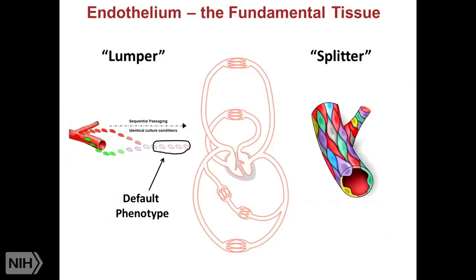Well, I asked at the beginning how we look at the endothelium, and I view the field as being separated into two extremes, the lumpers and the splitters. So the lumpers don't really care about the color palette. They want to know what the default phenotype of the endothelial cell is. Tell me what is the difference between an endothelial cell and a smooth muscle cell, or between an endothelial cell and a cardiomyocyte. The splitters, and I'm an avowed splitter, are much more interested in the color palette, and the more colors, the more interesting.